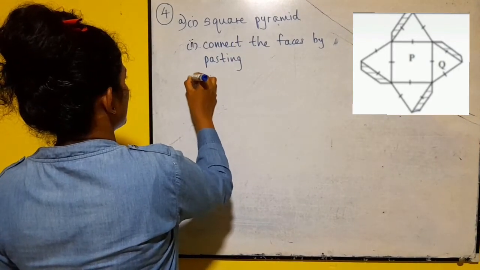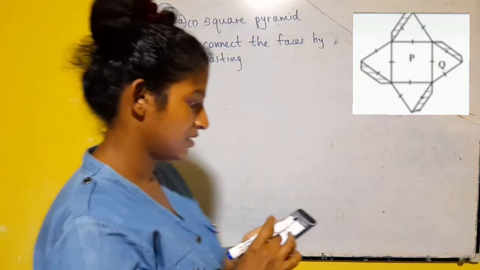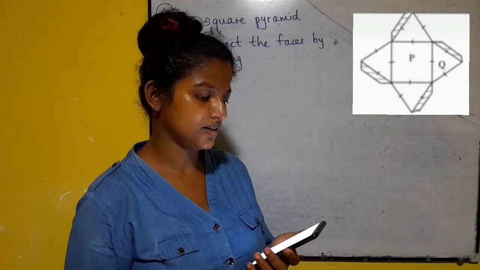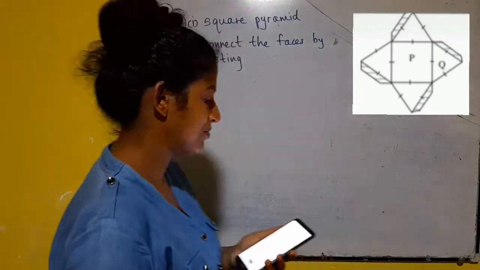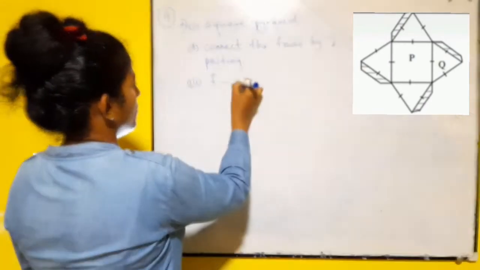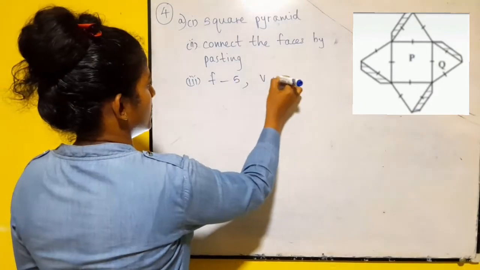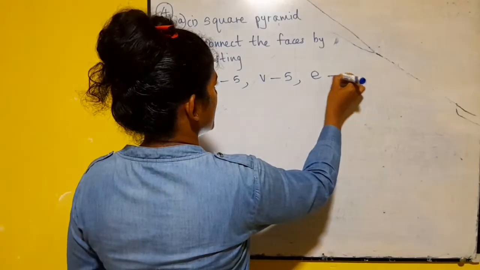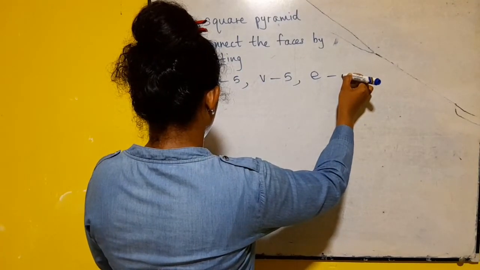Then question number 3. Write the number of faces, vertices and edges in the solid. Number of faces is 5 here. Then number of vertices is also 5. Then number of edges is equal to 8.